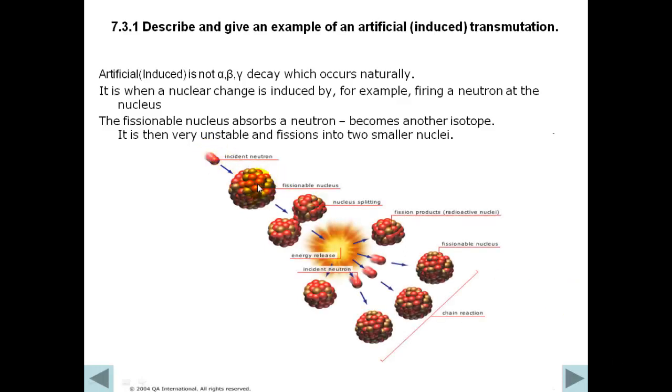So we have a nucleus here, absorbs an incident neutron, becomes unstable and splits. It then releases, for example, 3 neutrons. So these split into 2 roughly equal sized nuclei, produces 3 neutrons, and these in turn produce another 3 fissions. This is a chain reaction.